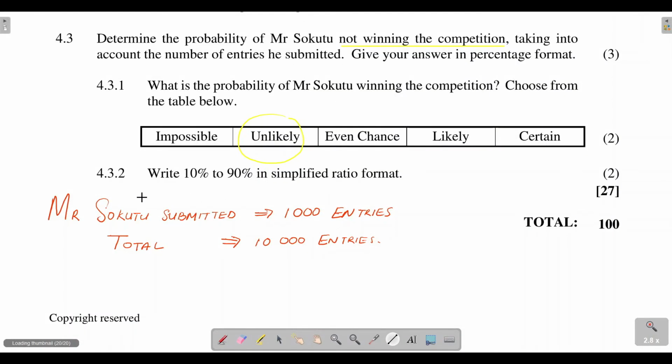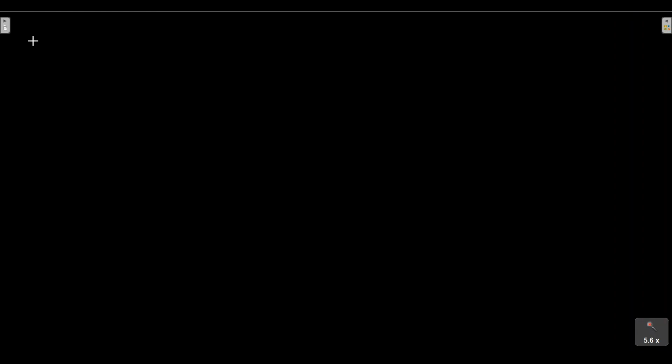All right, let us have a look at question 4.3.2. It says, write 10% to 90% in simplified ratio format. Okay, so I did mention, guys, when you're working with ratios they tell you exactly what you need to do, exactly how you need to start off this question, right? And in this case, they told you that you want to write 10% to, when you see that "to", it means that you're going to put your colon, 90% in simplified ratio format. Okay, so we already spoke about this in the previous video tutorial.